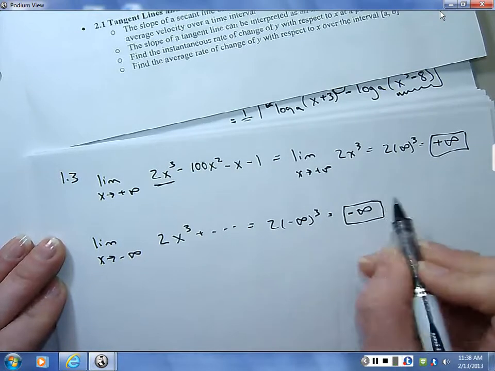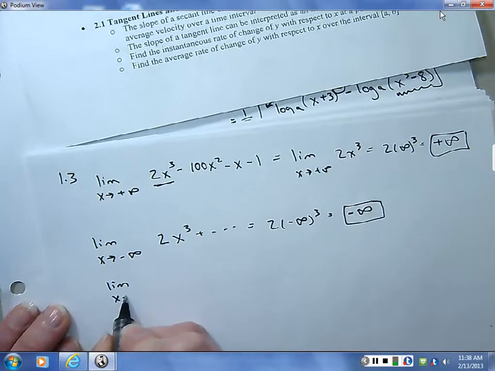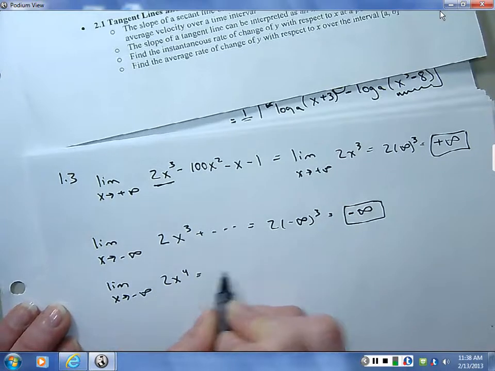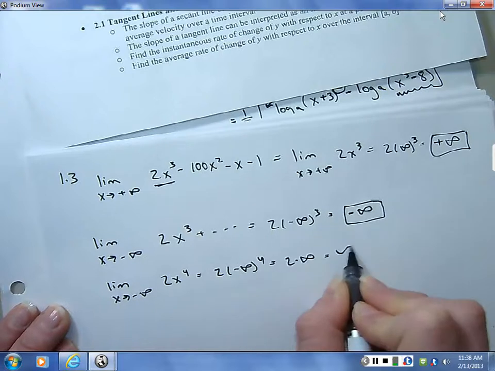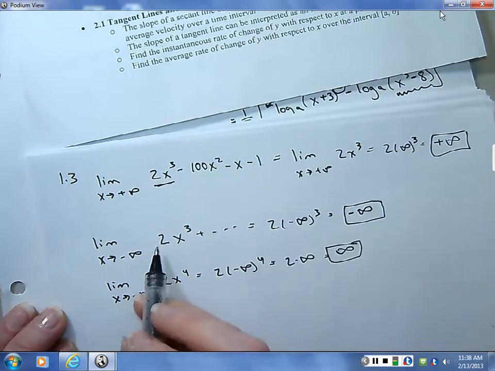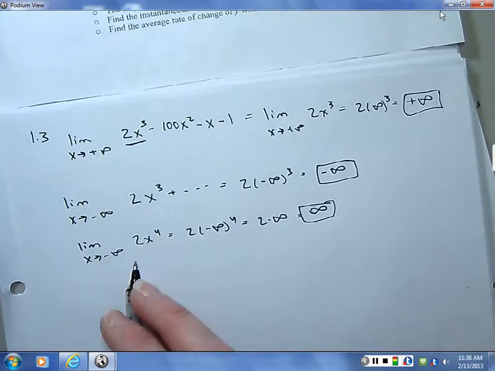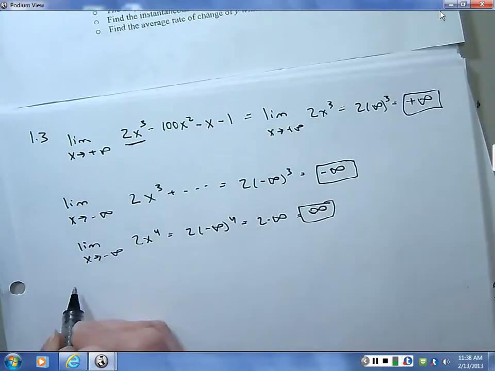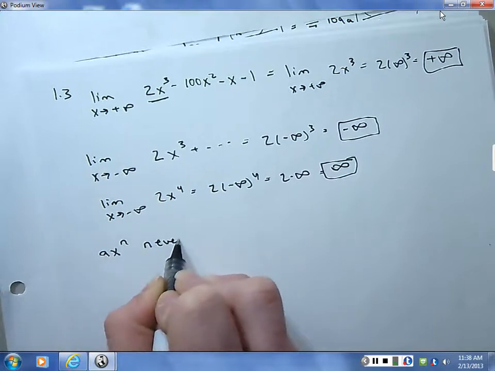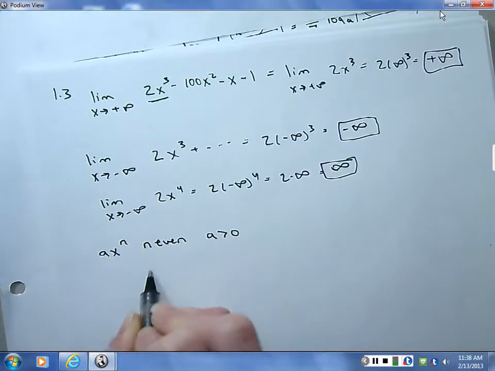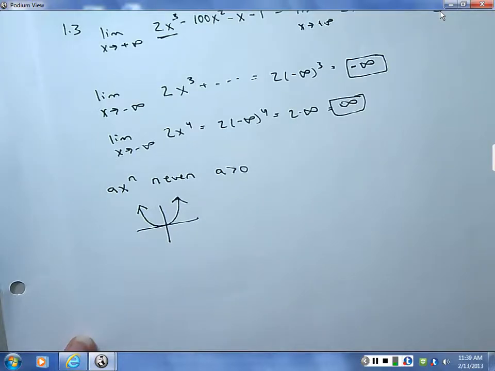And what if the power is 4 or something? The limit as x goes to minus infinity of 2x to the 4th would be 2 times minus infinity to the 4th power, which would be 2 times infinity, which would be infinity. So be careful also with the coefficient, because the coefficient can be positive or negative. In polynomials, really it all ends in the end behavior, and if you're in college algebra, if I have a x to the n, where n is even, and a is greater than 0, I have a function that looks like this, where the end behavior is both positive.